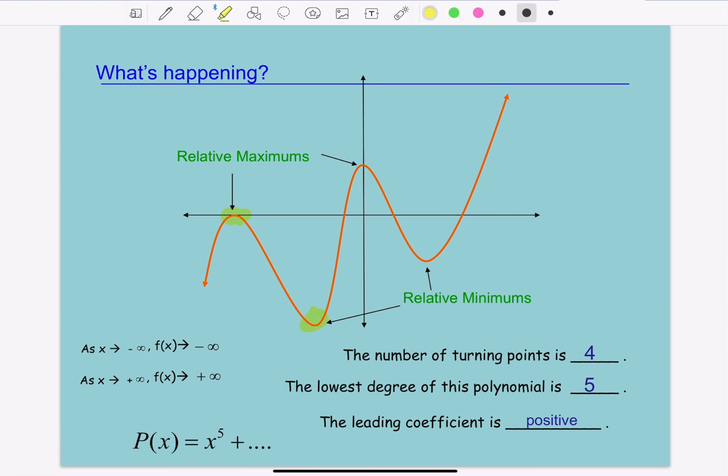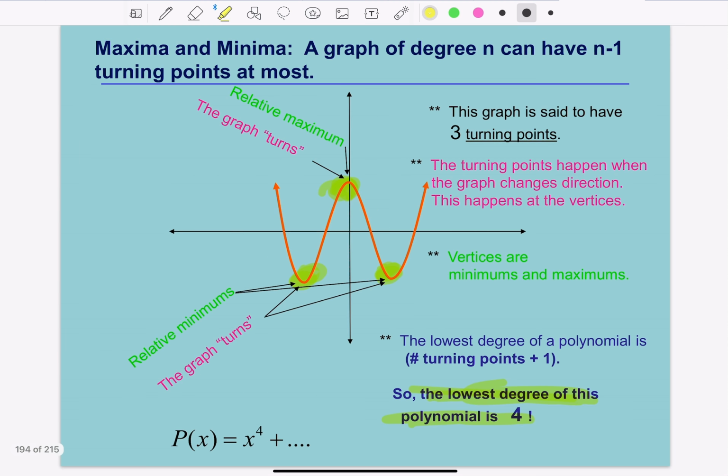Next, we see 1, 2, 3, 4 turning points. So the degree is 5 or more, at least 5. And what tells me the leading coefficient is going to be positive? Because my graph is an odd degree, it follows the end behavior of an odd function, and it would be a positive leading coefficient. In the previous one, I would have a positive leading coefficient as well because the graph is going up in both directions.